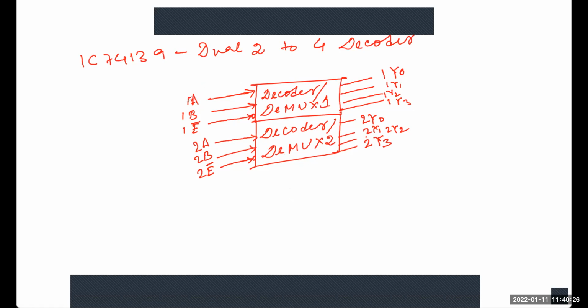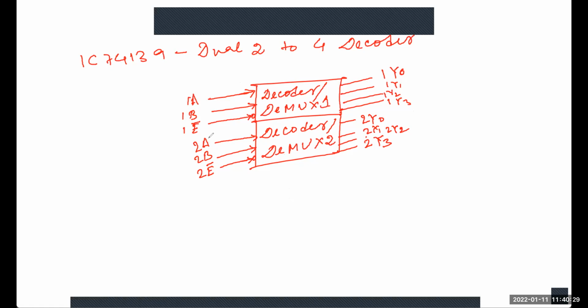In this case you can see two inputs, 1A and 1B, and for the second decoder it is 2A and 2B, and 4 active low outputs. So these are the 4 active low outputs each decoder has, and 1 active low enable input. This active low enable input can be used as the data input in demultiplexing application. This is the function of the enable input.